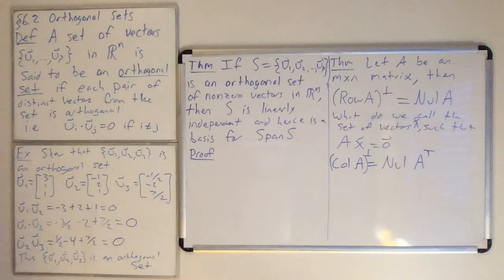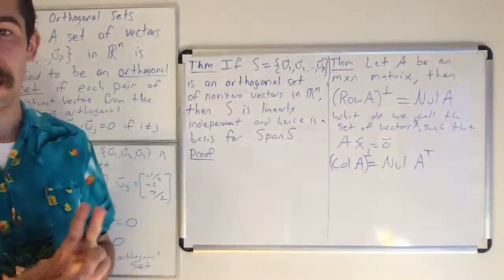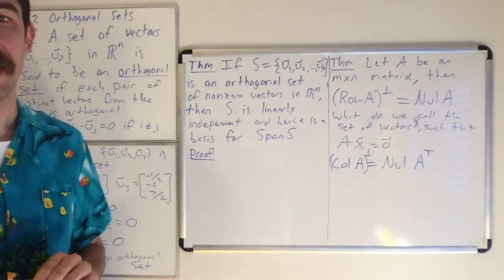Not scalar multiples of each other? Yeah, you're on the right track. So that's if you had only two. If you had only two vectors, then they can't be scalar multiples of each other. It only has a trivial solution.